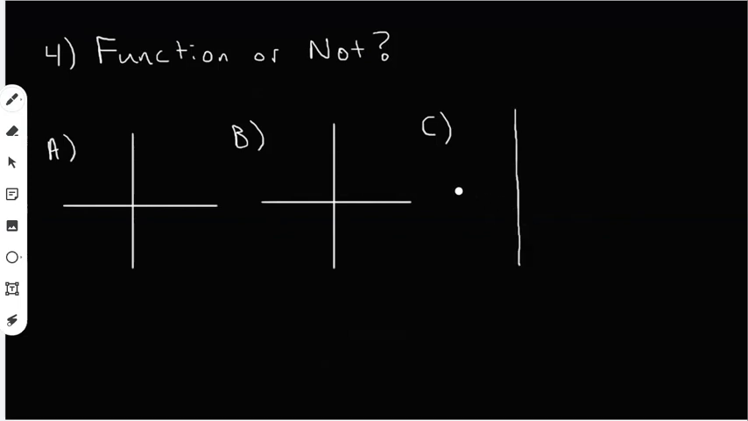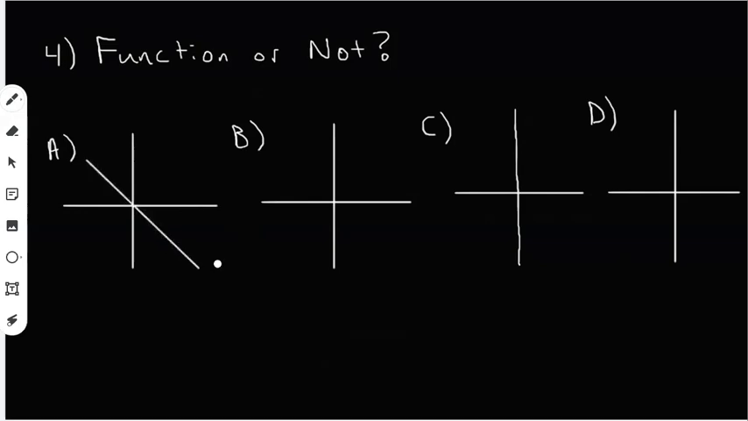Now keep in mind that the vertical line is going to be the y-axis. The horizontal line is going to be the x-axis. The x-axis always goes from left to right, but the y-axis is always going to go from up to down. Now the first graph is going to look like this. It's just going to be a straight line through the origin, (0, 0). So I'm going to draw my line through there.